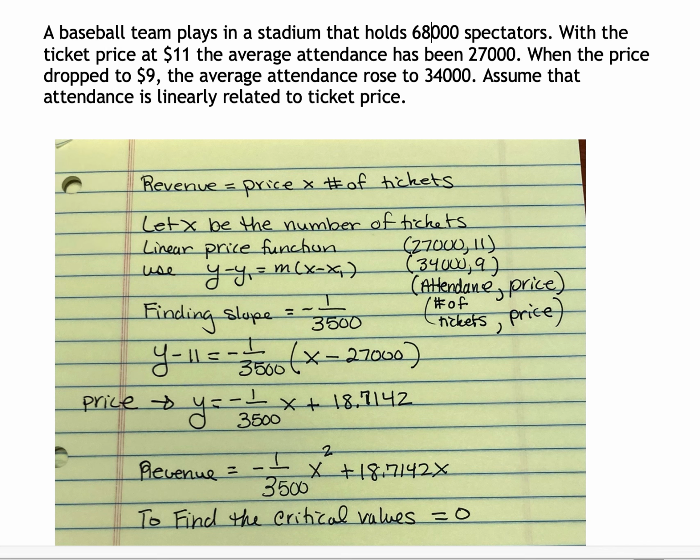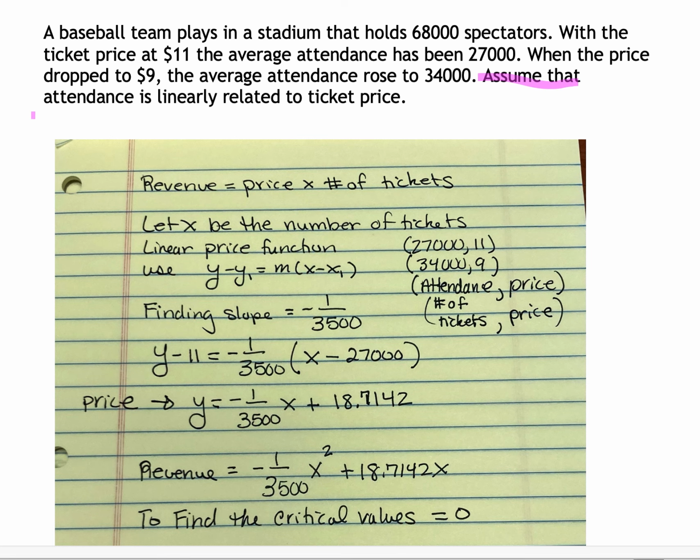A baseball team plays in a stadium that holds 68,000 spectators. With the ticket price at $11, the average attendance has been 27,000. When the price dropped to $9, the average attendance rose to 34,000. We're going to assume that the attendance is linearly related to the ticket price.